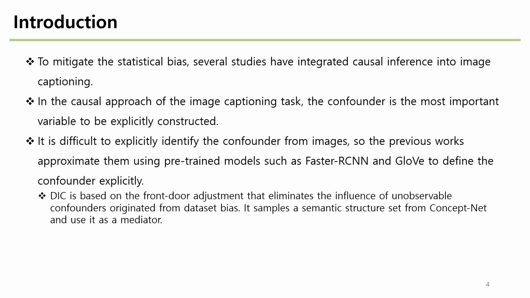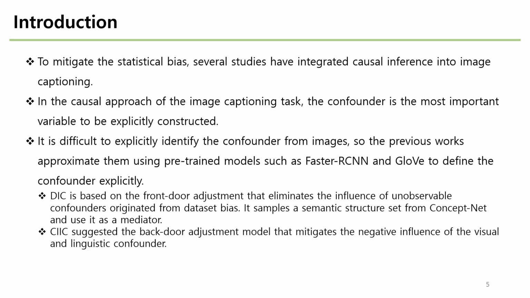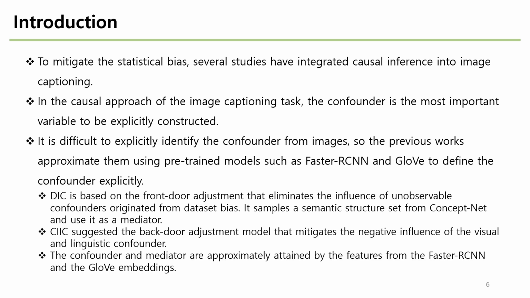There are two examples here. DIC is based on the front door adjustment that eliminates the influence of unobservable confounders originated from dataset bias. It samples a semantic structure set from ConceptNet and uses it as a mediator. CIIC suggested the backdoor adjustment model that mitigates the negative influence of the visual and linguistic confounder. As in DIC and CIIC, the confounder and mediator are approximately attained by the features from the Faster RCNN and the GloVe embeddings.